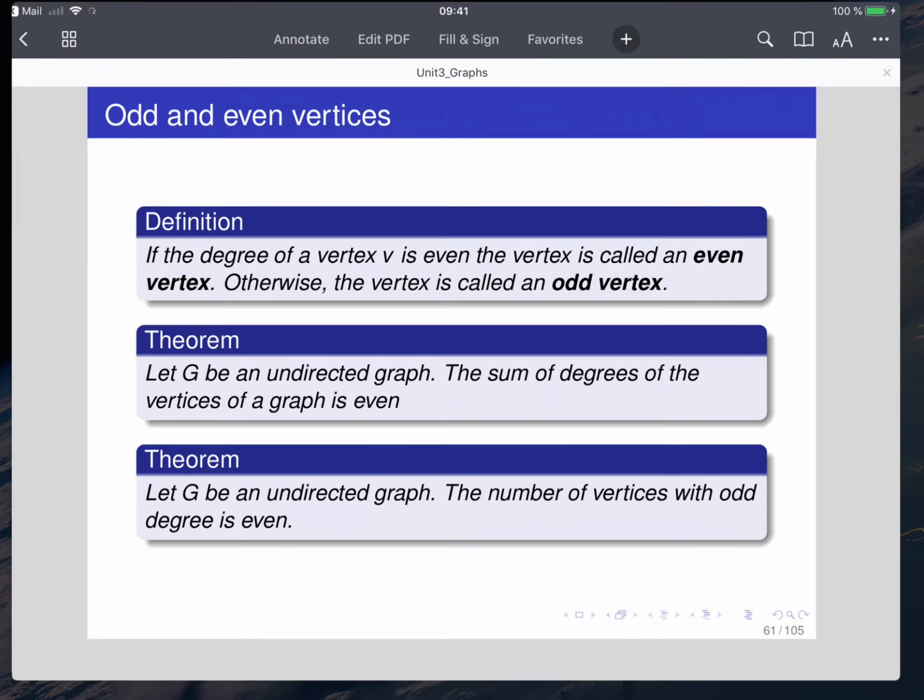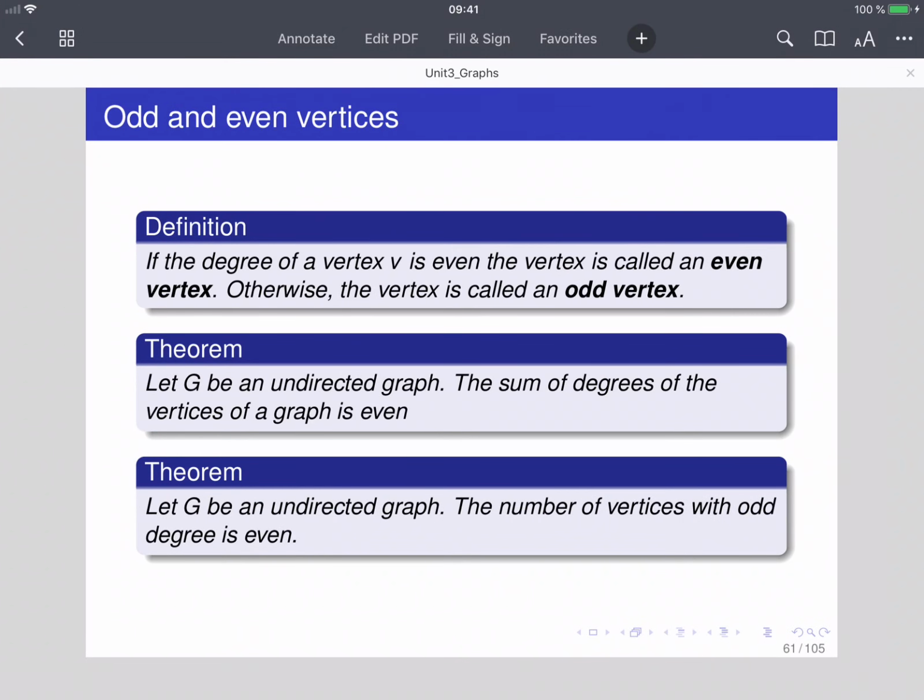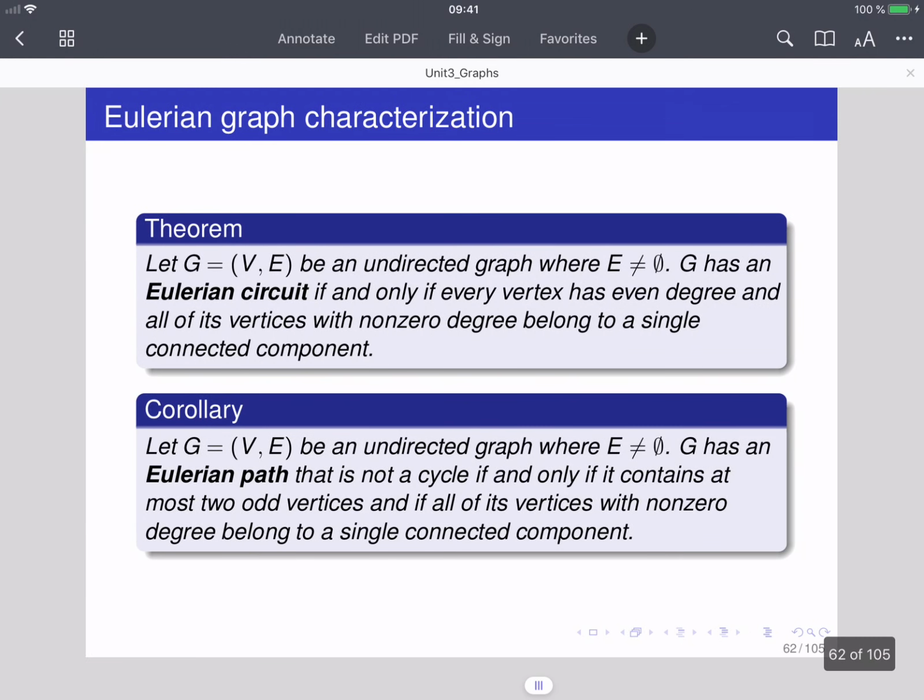Okay, and with those results, now we can give a general result in order to solve the problem of finding Eulerian paths on non-directed graphs. This is what we have in these two theorems which completely solve the problem. So we are going to consider a graph in which the set of edges is non-empty, because if it is empty, then of course the result is trivial.